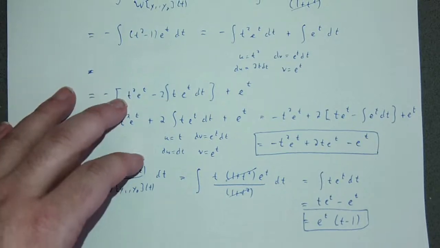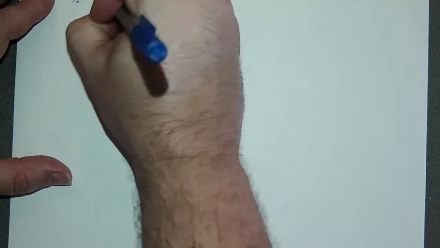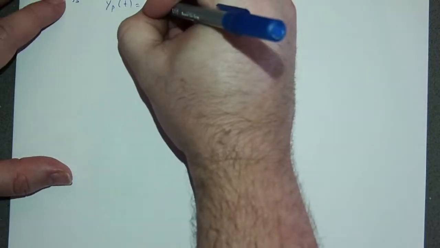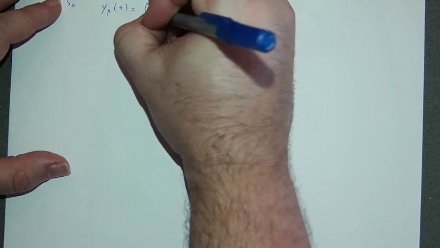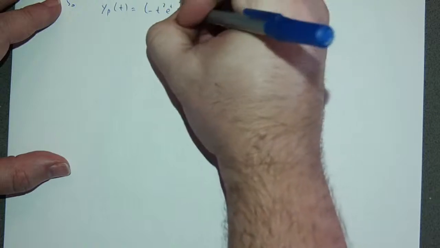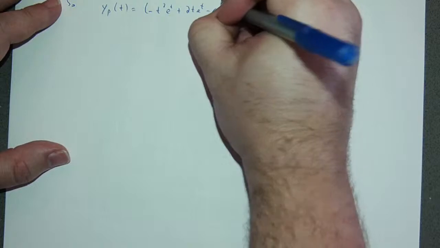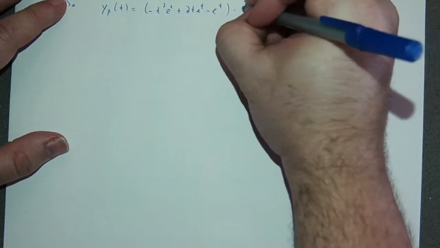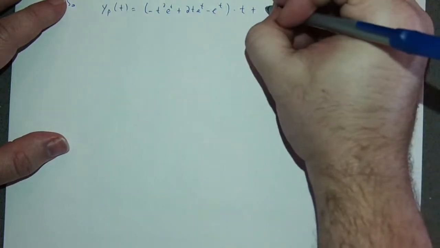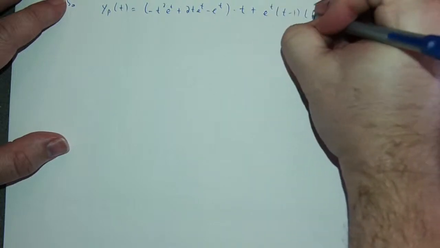And so this is u1, this is u2. So our particular solution, y is p of t, is minus t squared e to the t plus 2t e to the t minus e to the t times y1, which is t, plus e to the t times t minus 1 times y2, which is t squared minus 1.